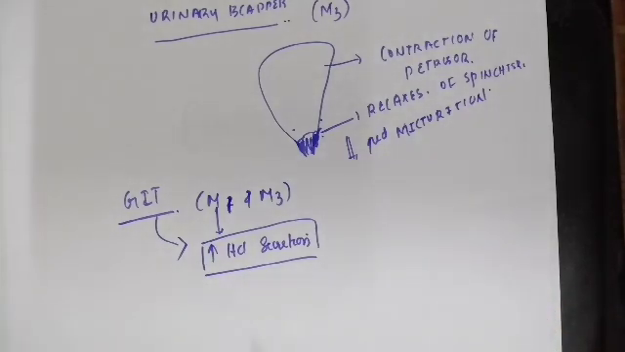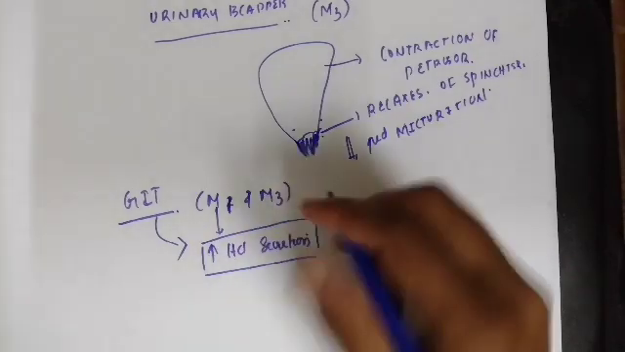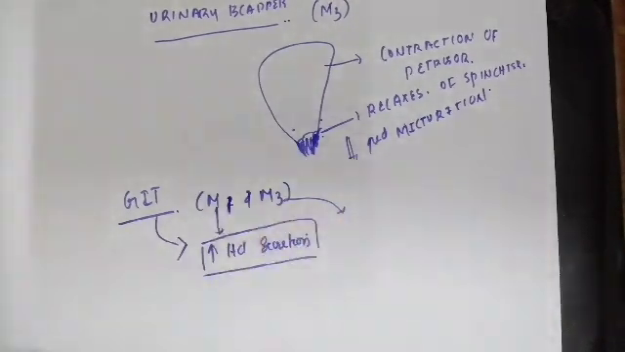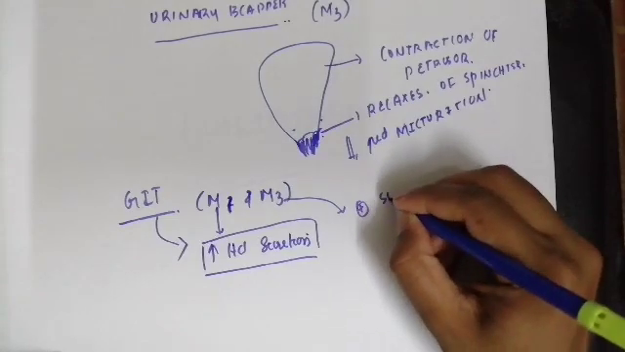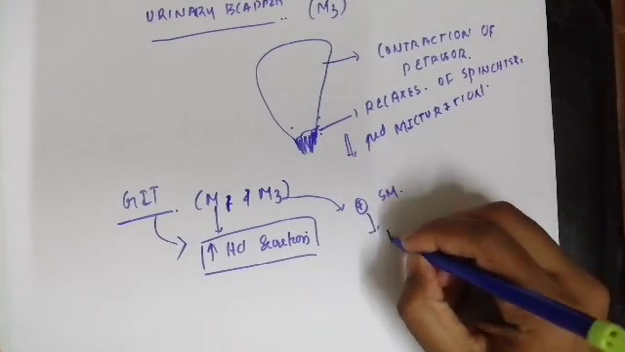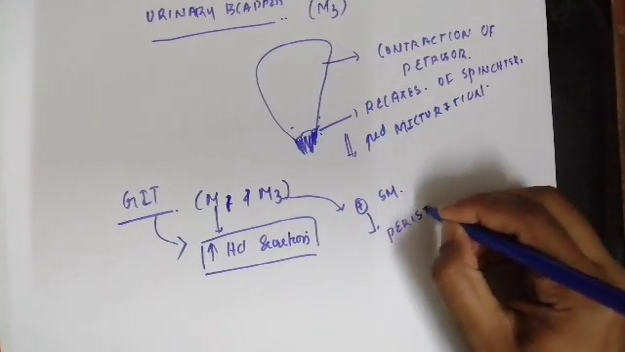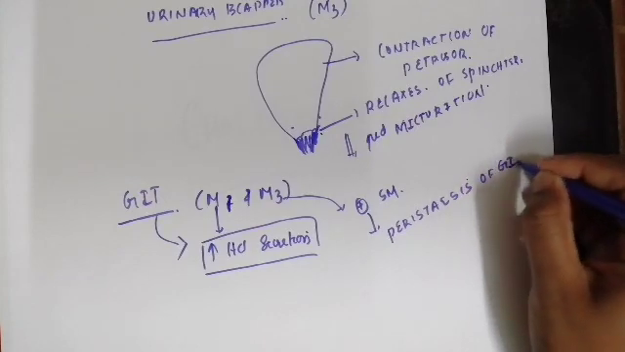So what is the application here? You can use anticholinergics to treat peptic ulcer also. So via the M3, what happens? M3 is stimulating the smooth muscles. So it will cause peristalsis of the GIT and relaxation of the sphincter.